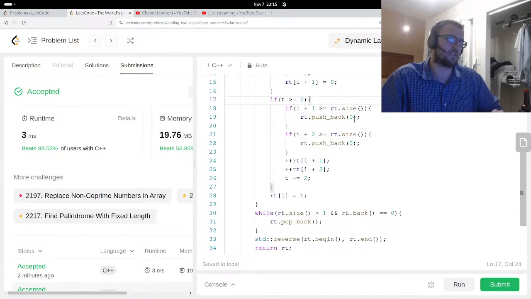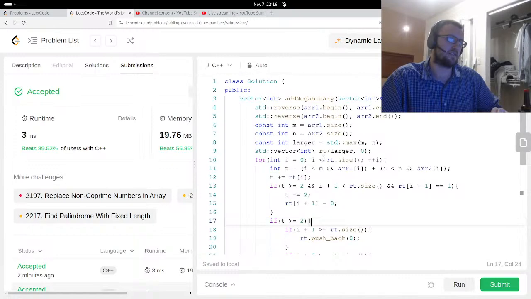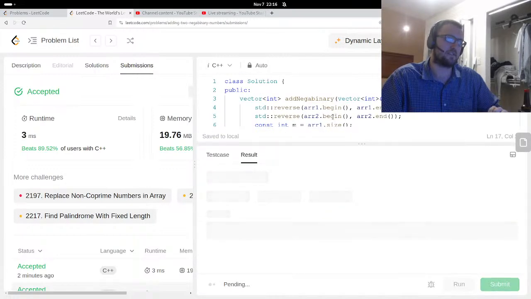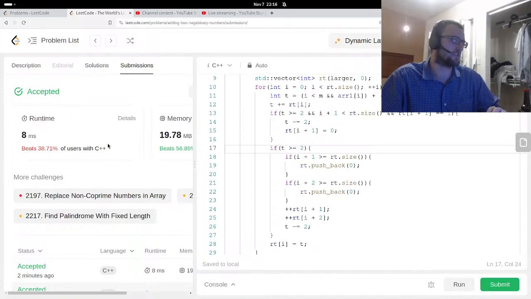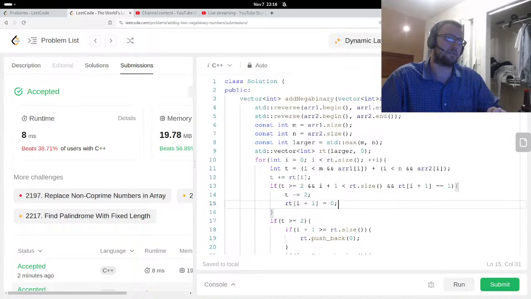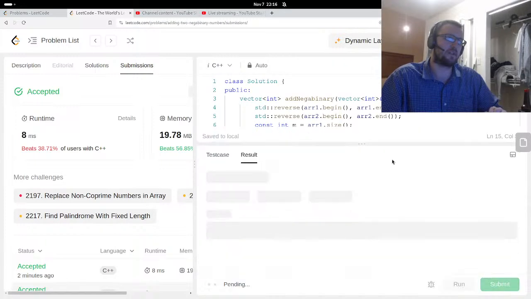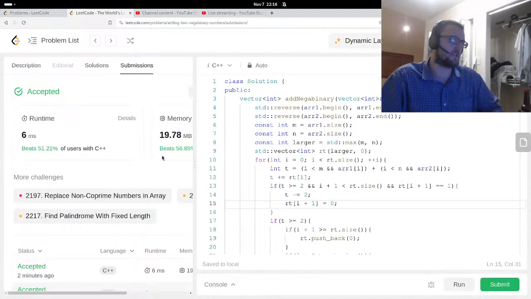Trying to think. I mean, yeah, it's on the slower side. 1, 2, 3, 4, 5, 6, 7. Do one more. I could, at least in theory.